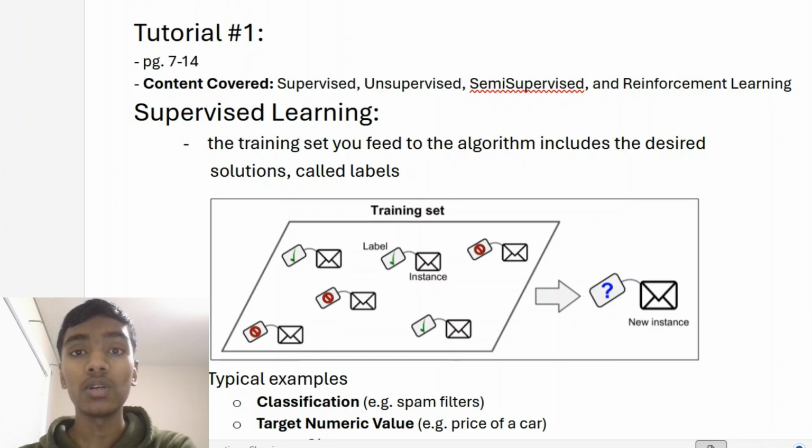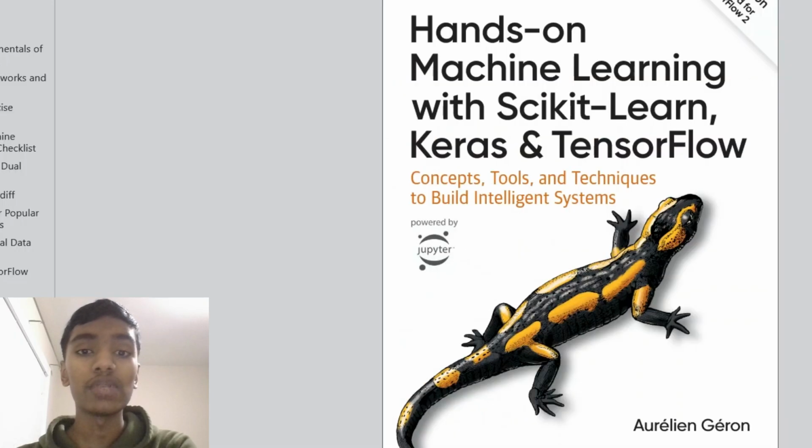In today's tutorial, we're going to be going over the different learning systems that are employed in order to train an ML model. In today's video, we're going to be going over that, but let's talk about the book that we'll be using for this particular course.